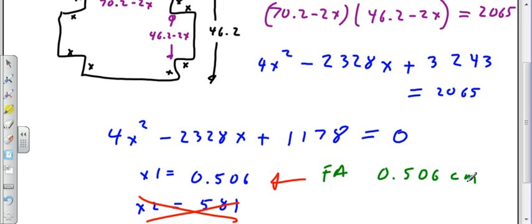Wow, that's what it has. The answer says it's 5.06 centimeters, so I'm off by 1,000. Wow, how did I do that? Here's the decimal point. Here's 232.8. Okay, this guy here? This guy's wrong?